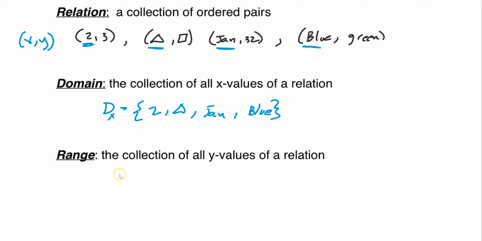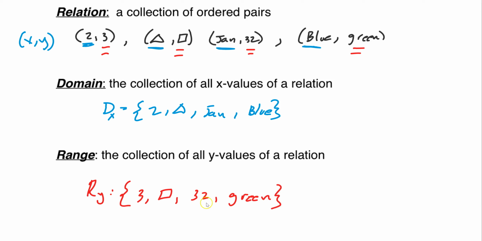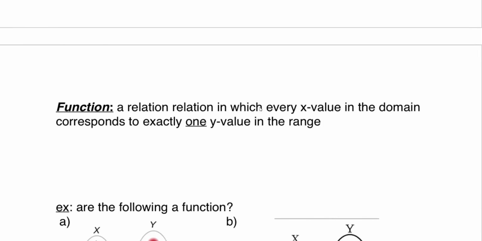And then the range is the y values. So it's a collection of the y values. My curly brackets hold all the y values of the range: 3, square. I almost said box again. I was a bit mad at myself. 32, green. And there you go. Those are all the domain values, those are all the range values, and that's a relation.